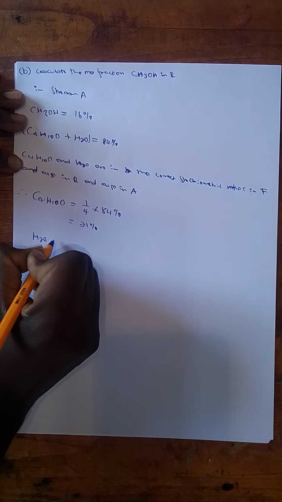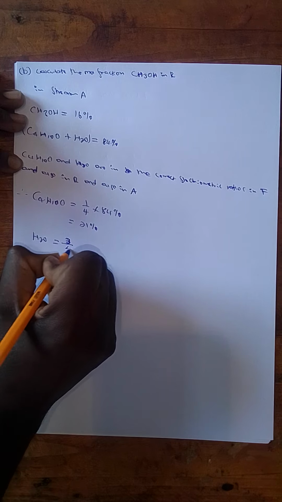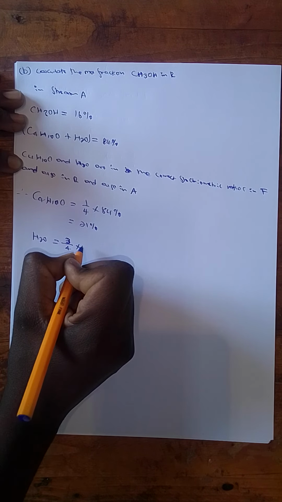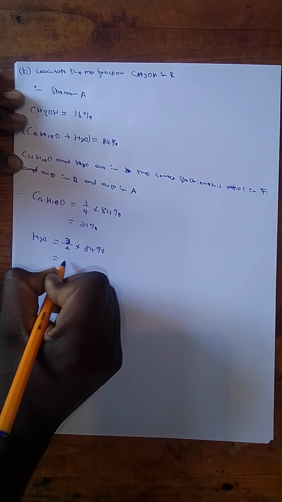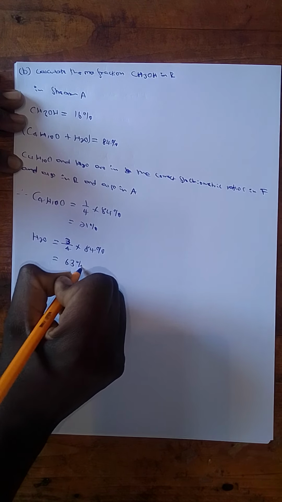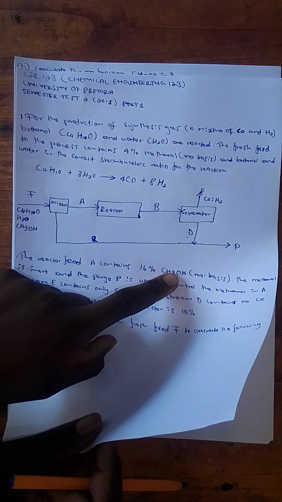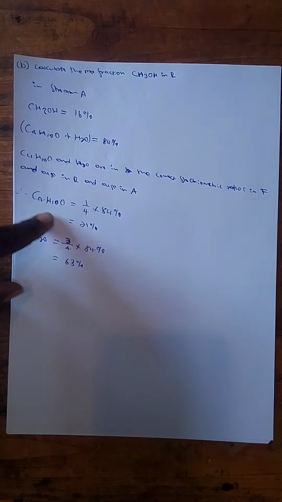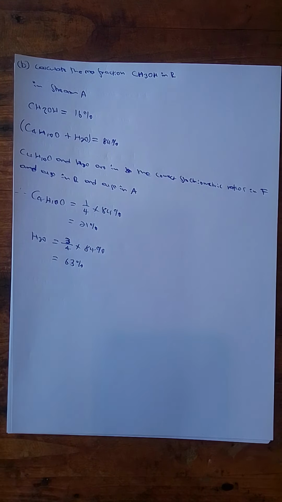And H2O is equal to 3/4 multiplied by 84%. And if you use your calculator, it gives you 63%. So with that said, now we know that in A we have 16% methanol, 21% butanol, and 63% water. Yeah, so now this is actually the first part of B.